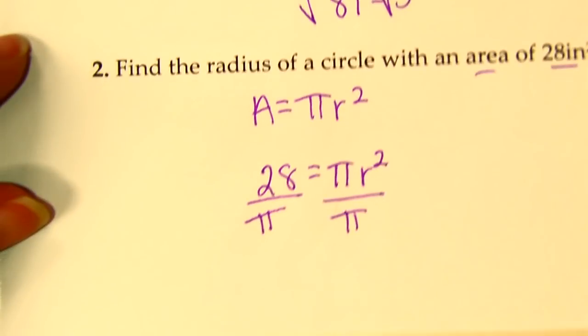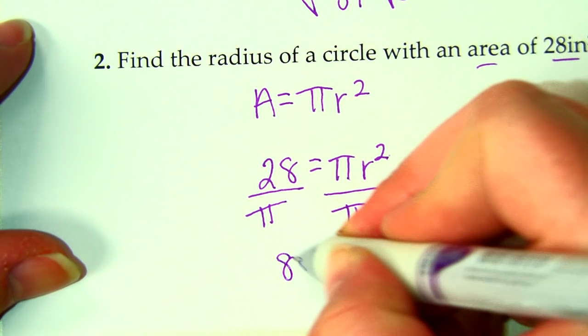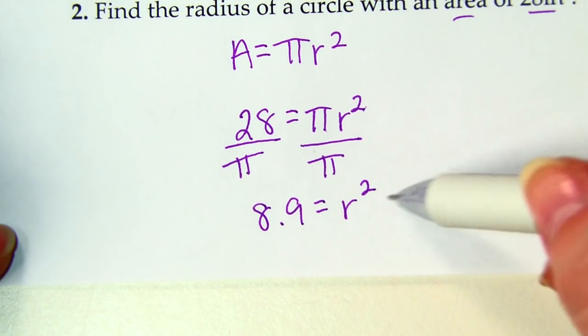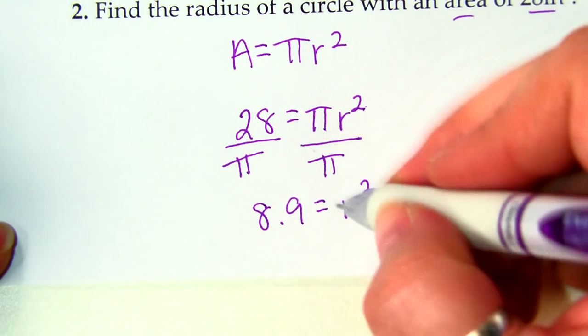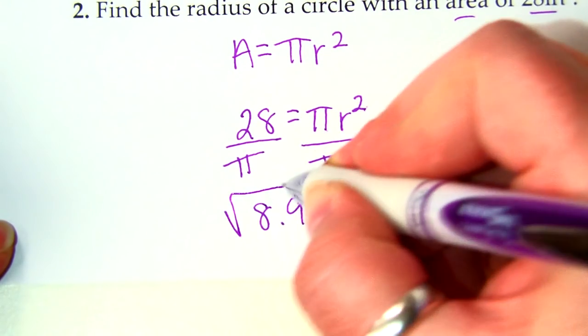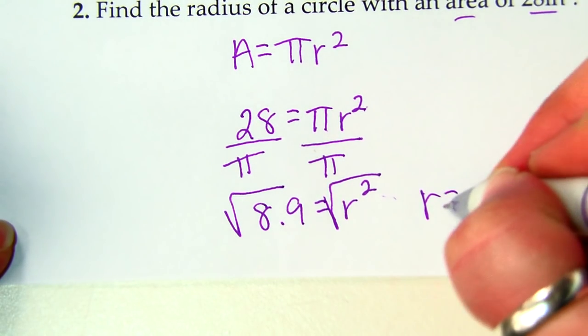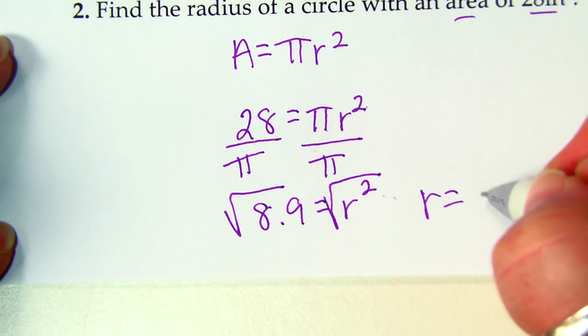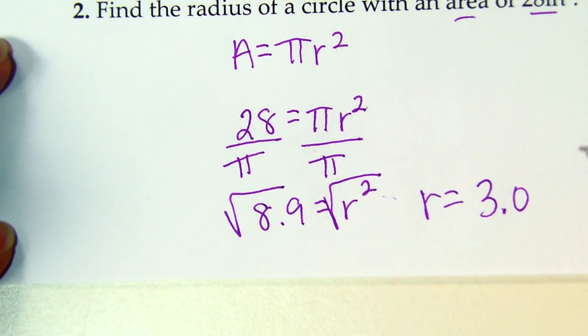So we're going to round that to the nearest tenth for now. So that'd be 8.9 equals r squared. That's not the final answer because r is still squared. So at this point, I've got to take the square root to get that by itself. So then r equals, square root is 2.98, so I'm going to round that to 3.0. And then the label would be inches.